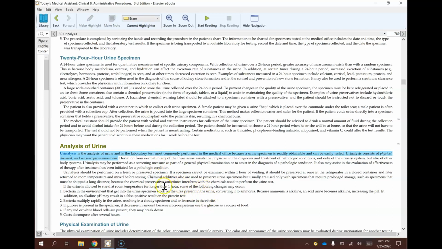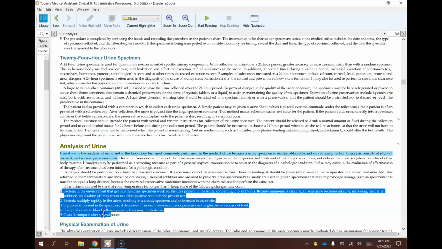So again, sometimes chemical additives are used to preserve specimens. So here we go, talking about what happens if the urine is left standing for an hour or so at room temperature. These are the kind of things that can happen.